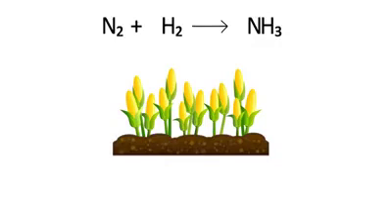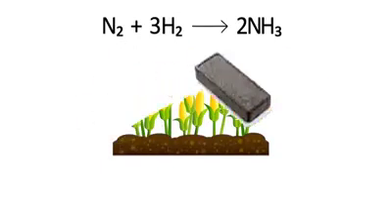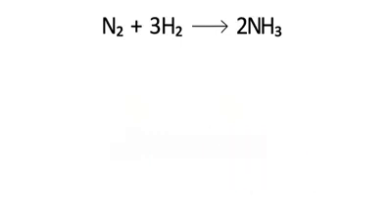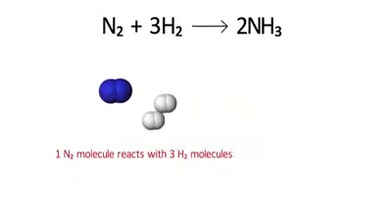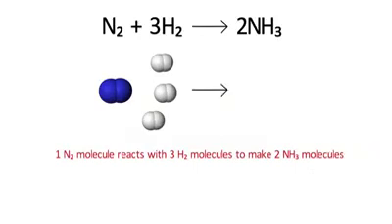As it's written, the reaction is not balanced. There are 2 nitrogens on the left and only 1 on the right, so we put a 2 in front of ammonia to balance the nitrogens. This gives us 6 hydrogens on the right side, but only 2 on the left, so we put a 3 in front of hydrogen. Now the reaction is all balanced. Remember, our balanced reaction is our recipe, so what is it actually telling us? The balanced chemical equation tells us that 1 nitrogen molecule reacts with 3 hydrogen molecules to make 2 ammonia molecules.